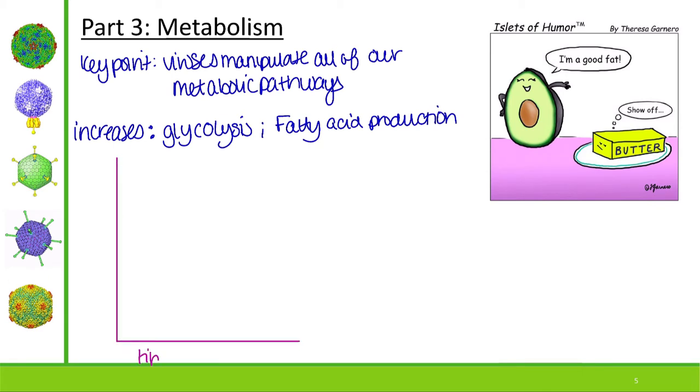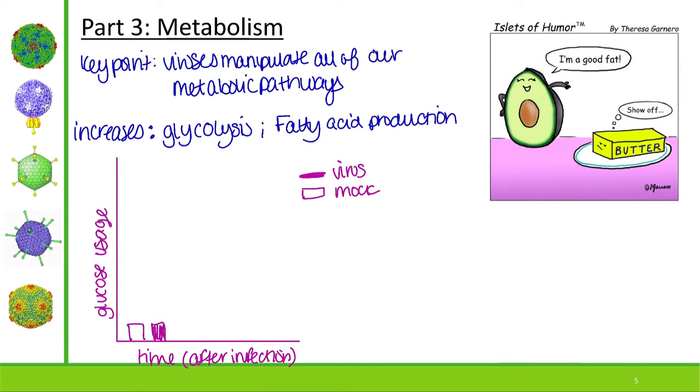So we're going to do time after infection on the x-axis, and on the y-axis we're going to do glucose usage. And we're going to have the filled in bars be a virus infected cell, and then the empty bars be a mock infected cell. So upon initial infection, both cells had very similar glucose usage.